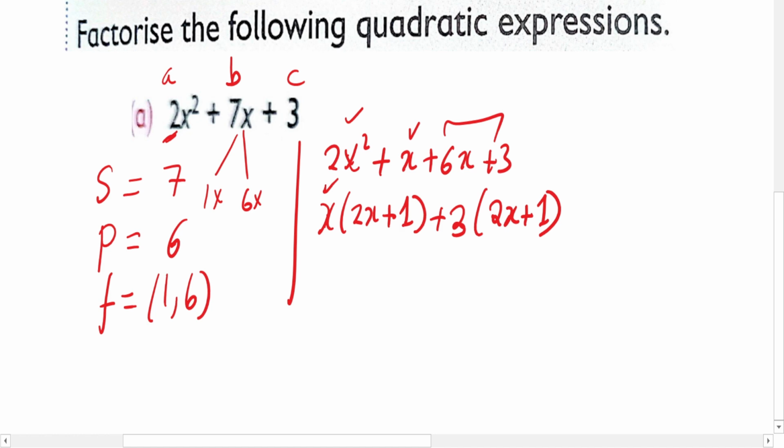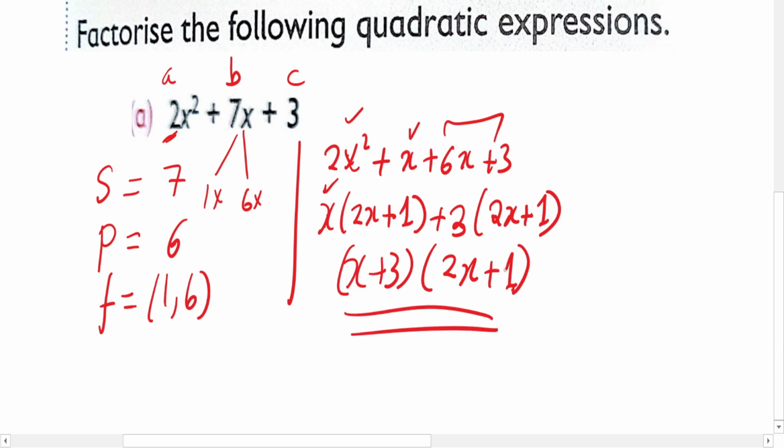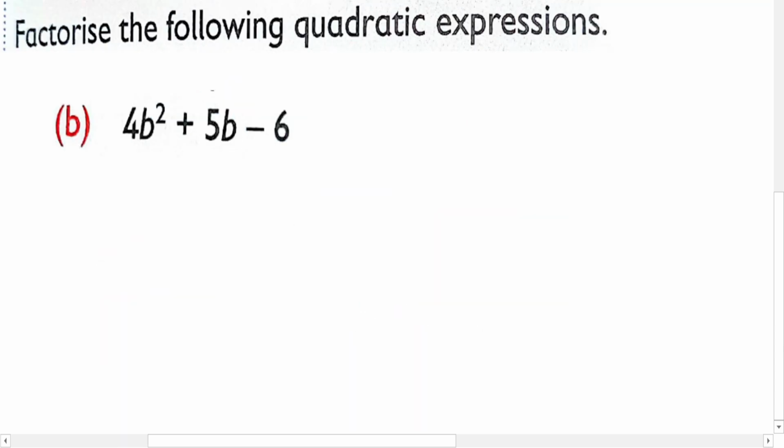So 6x divided by 3 is 2x, 3 divided by 3 is 1. Bring this together. It's going to be x plus 3 and 2x plus 1, and this is your answer. Now let's use this. Let's come to the next question. If you know this, just pause the video and do it by yourself.